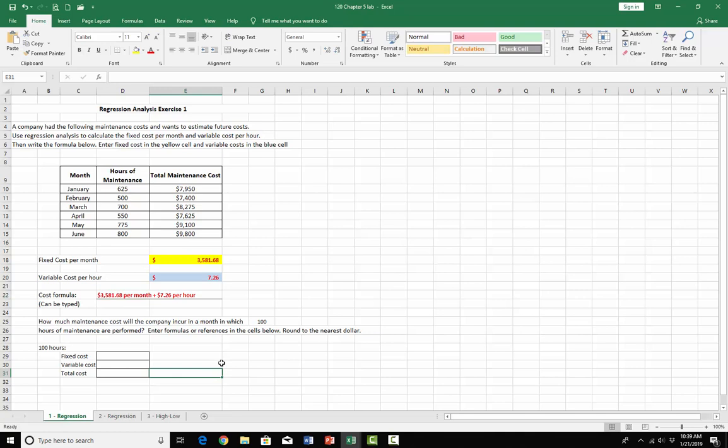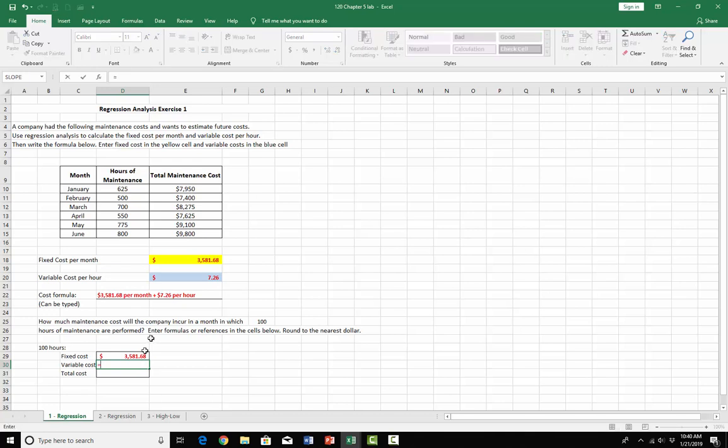Now remember we said the whole purpose of this is to be able to estimate costs in the future. So now we want to know how much would maintenance cost be in a month in which 100 hours of maintenance are performed. Remember, fixed costs stay the same no matter what happens as long as we're within our relevant range. So our fixed costs are going to be the same. They're going to be equal to this number here. Our variable cost is $7.26 per hour.